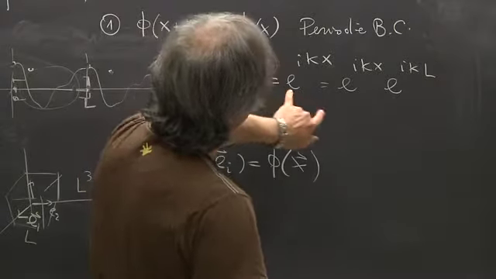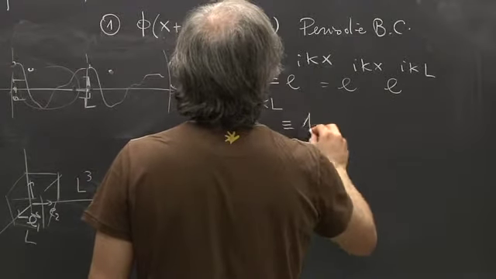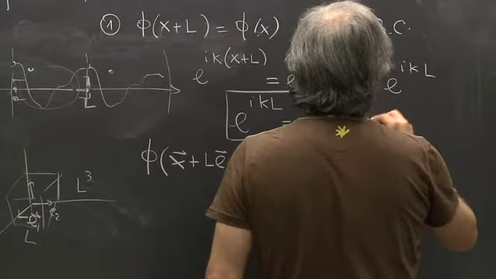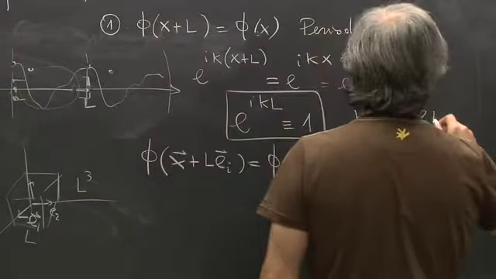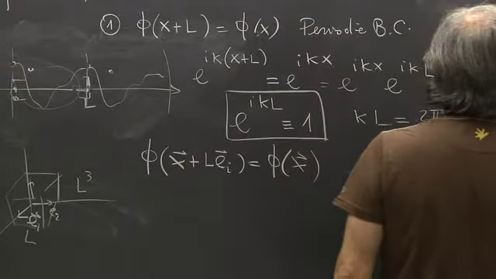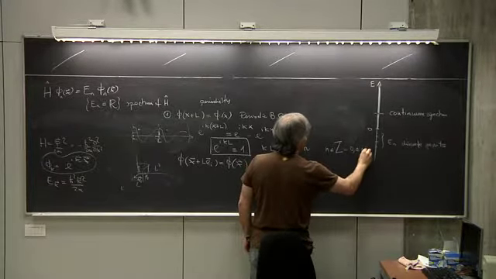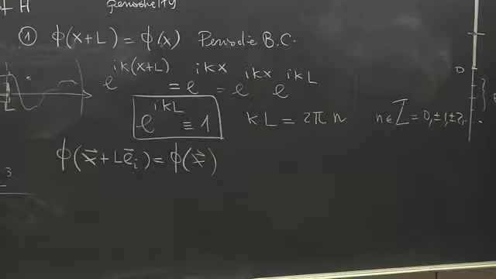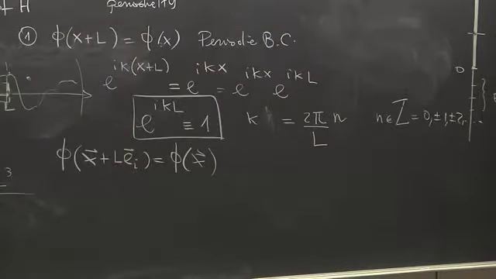Okay? So when is the following equality satisfied? Only when e to the ikL is exactly equal to 1. Okay? So not all k do that, but only some of them. Which ones? Well, kL has to be equal to 2 pi times an integer. Okay? n could be just any integer. So 0, plus or minus 1, plus or minus 2, including negative numbers. All right? Is this clear? Okay, so another way of writing it is that k is equal to 2 pi over L times an integer.